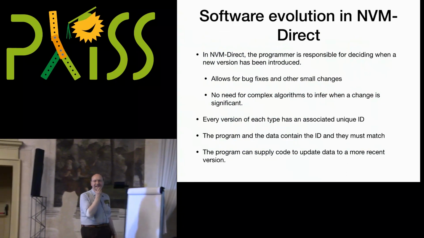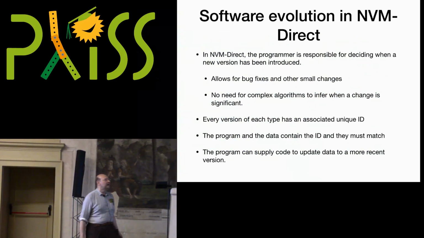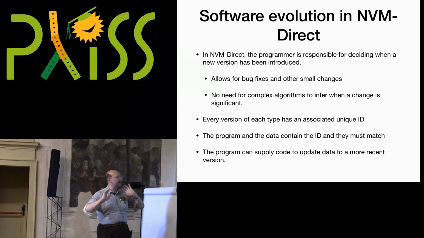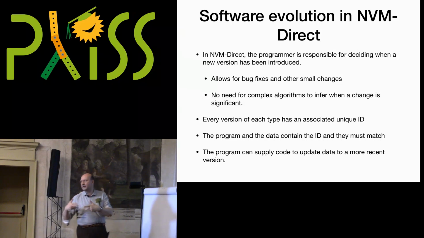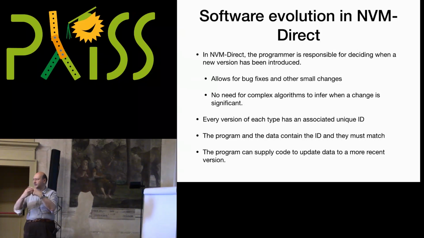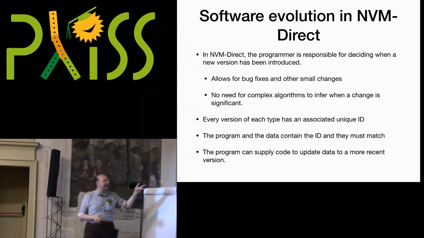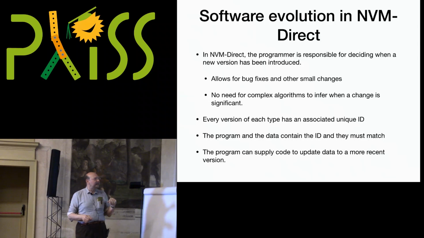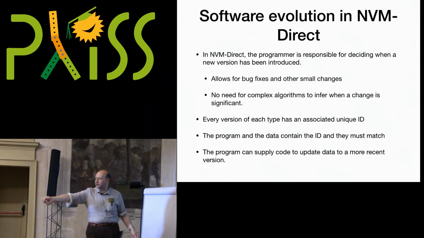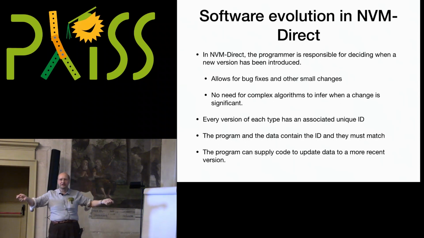In this system, to handle the software evolution problem, basically the programmer has to figure out when changes are significant for the structure of the heap. So C programmers generally know about how the types map to some kind of a layout, and this piggybacks off that. For each particular version of a data structure, there's a unique version ID, which is just some long bit string. And that is stored with the structure and with the code, and if those match, everything is good.